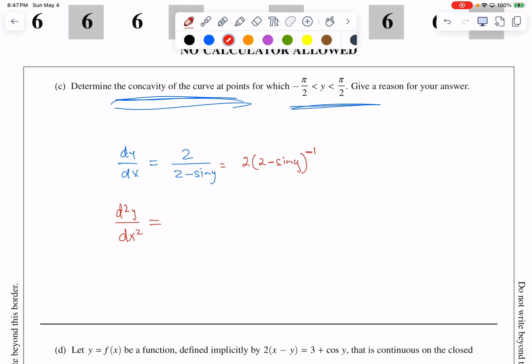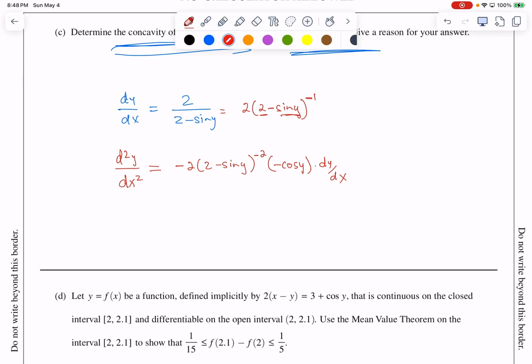All right. That's going to end up being, ready? -2 times 2 minus sine y to the what power? Times the derivative of the inside. Now, when we do the derivative of the inside, remember, when we get to y, we got to do it implicitly. All right, what's the derivative of 2? 0. What's the derivative of negative sine y? Negative cosine y times what? dy dx. That right there is 1 point. Now, if you simplify the second derivative correctly, you're going to get a second point. Are you ready? Here we go.